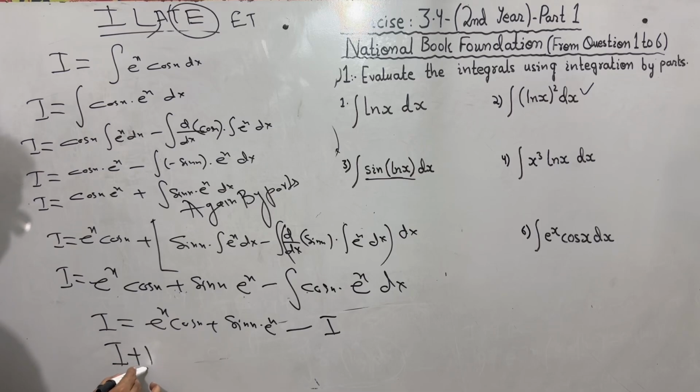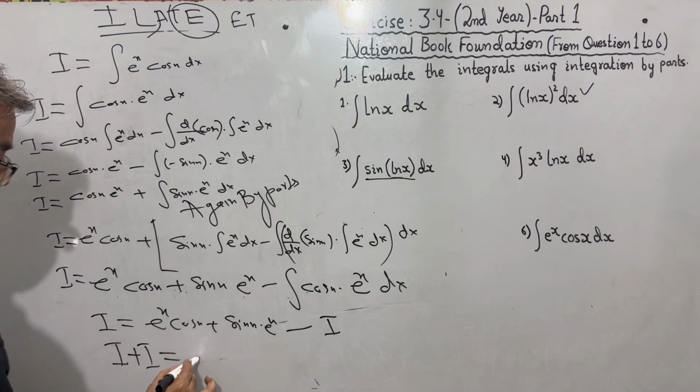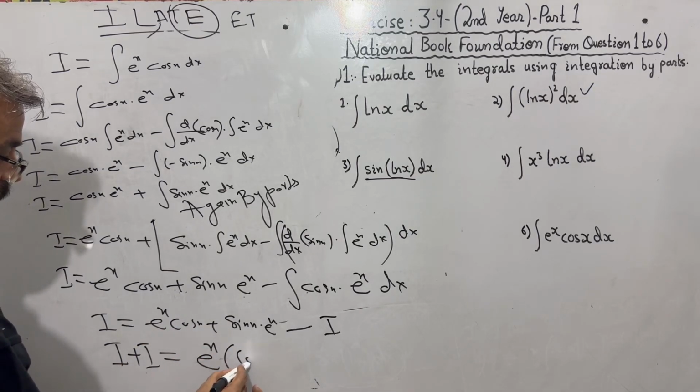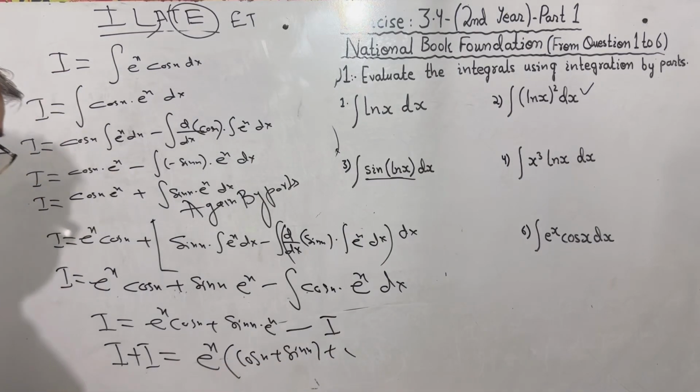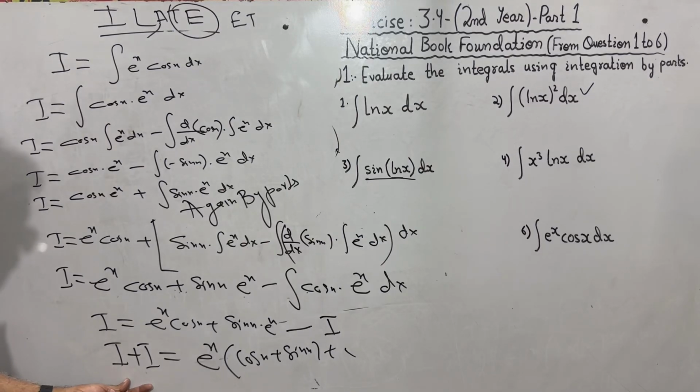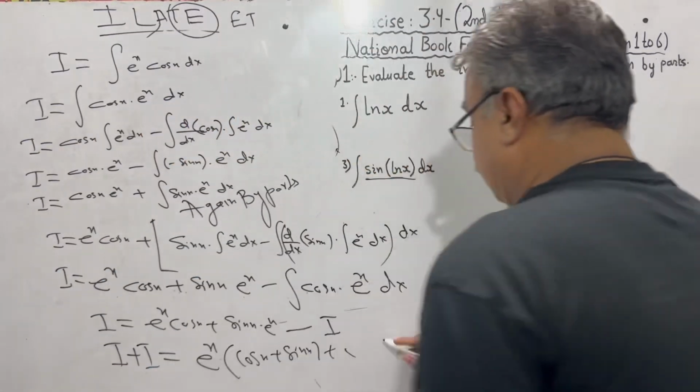I plus I. From here, one can take e raised x common. What are we left with? Cos x plus sin x plus c. I plus I, it will become 2I.